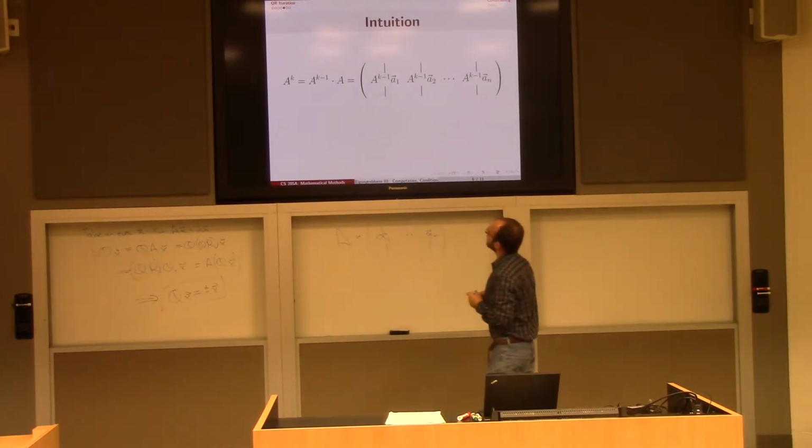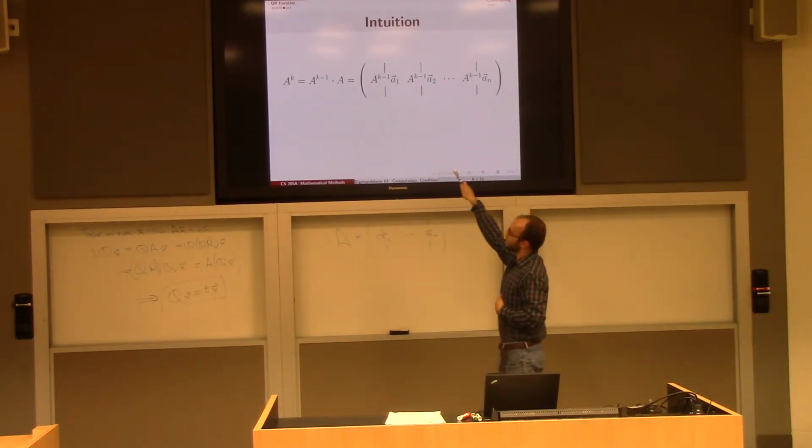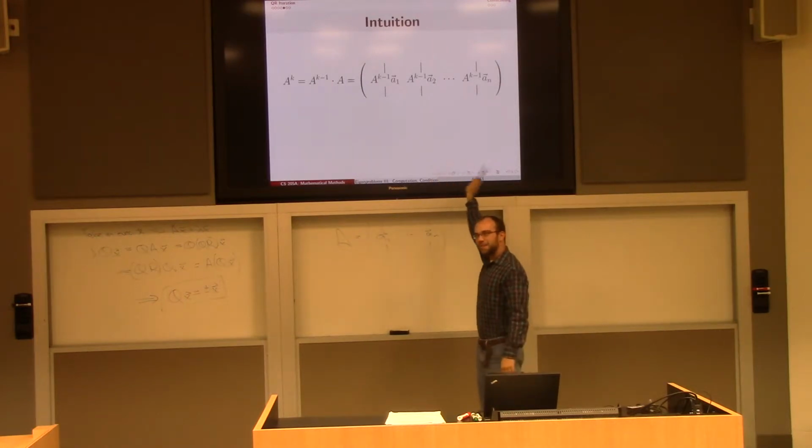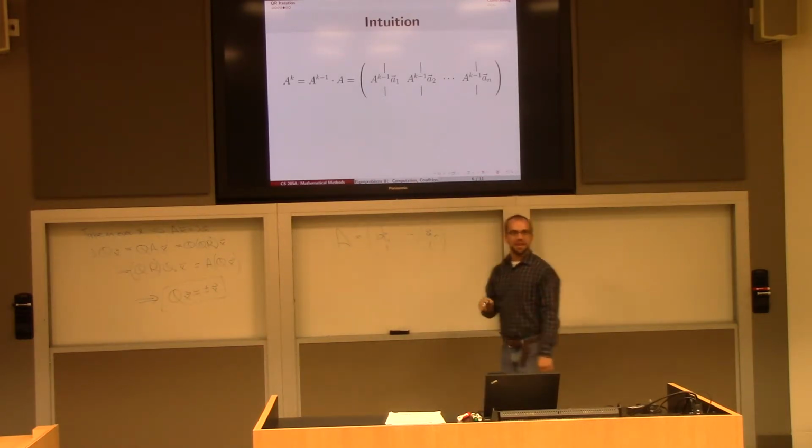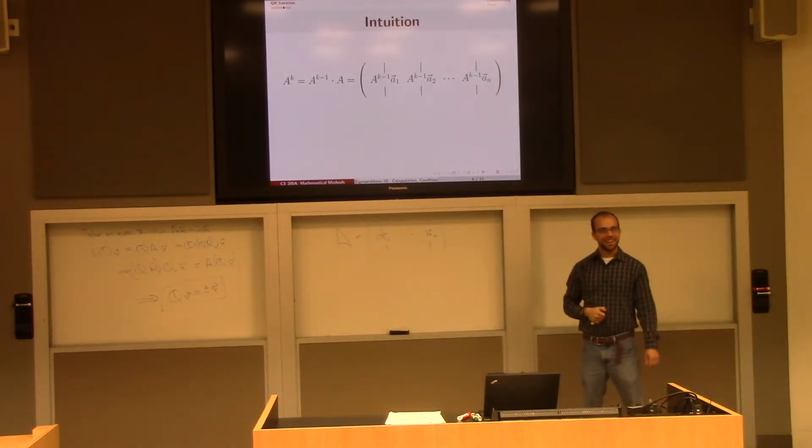So in fact, what I've done is I say, okay, A to the K is really the same as taking all the columns of A and multiplying them by A to the K minus 1. This is a weird way to write it, yeah? But what does this buy me? What do all of the columns of A to the K look like as K gets big?